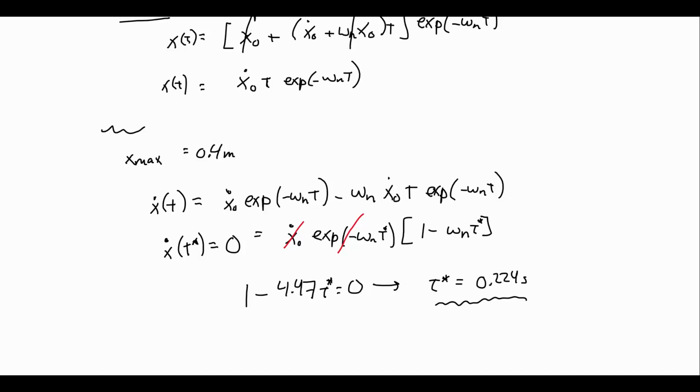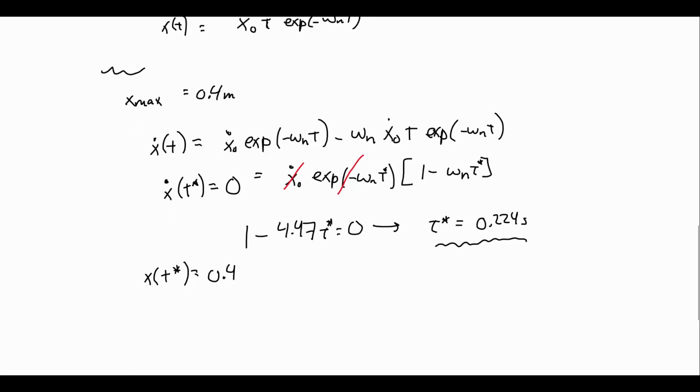So again, what did I just solve? I solved for the time when my velocity was 0. And when the velocity is 0, that means I'm at an extreme point of my position, since velocity is the time derivative of position. So what do I know? I know that my position at this time, t star, that I just found, is 0.4 meters, because I measured that was the maximum position that this recoil mechanism took.